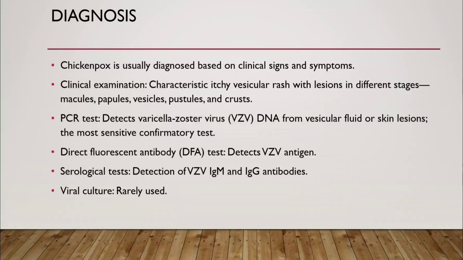Next, we are going to discuss the diagnosis of chickenpox. Chickenpox is usually diagnosed based on the clinical signs and symptoms. The clinical examination includes a characteristic itchy vesicular rash with lesions in different stages: macules, papules, vesicles, pustules and crusts. PCR test detects the varicella zoster virus from vesicular fluid or skin lesions. The most sensitive confirmatory test, the direct fluorescent antibody DFA test, detects VZV, that is varicella zoster virus antigen. Serological test: detection of varicella zoster virus IgM and IgG antibodies. Viral culture is rarely used.